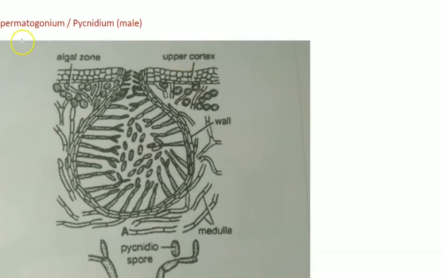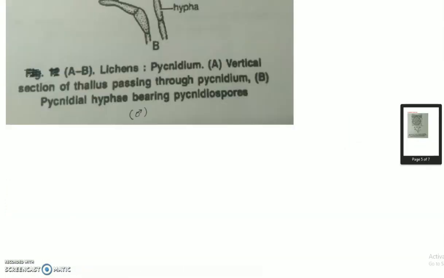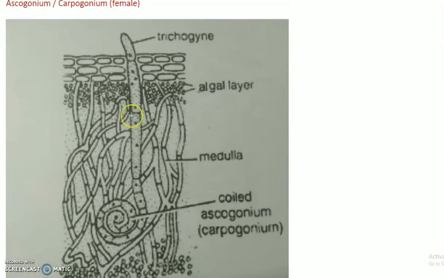So see the structure, spermogonium, on which spermatia are formed. These are non-motile spores formed in the spermogonium, and these spermatia are lodged on the trichogyne, which is the sticky end there, and in the ascogonium there is an egg cell present. These spermatia enter toward the egg cell in the ascogonium and fertilization is effected.